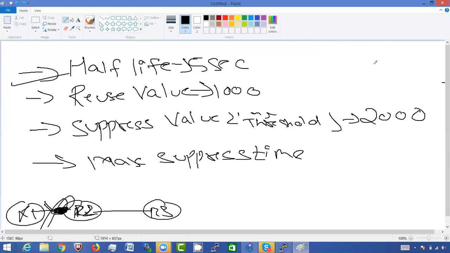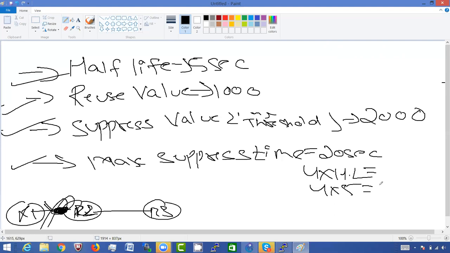Now the last parameter is maximum suppress time. See, the default maximum suppress time you will see is 20 seconds, which is 4 times the HL. HL means half-life. 4 into 5 is 20, because the half-life is 5 seconds and it is multiplied by 4, so the answer is 20 seconds. If I am keeping all these parameters default, the maximum suppress time will be 20 seconds.